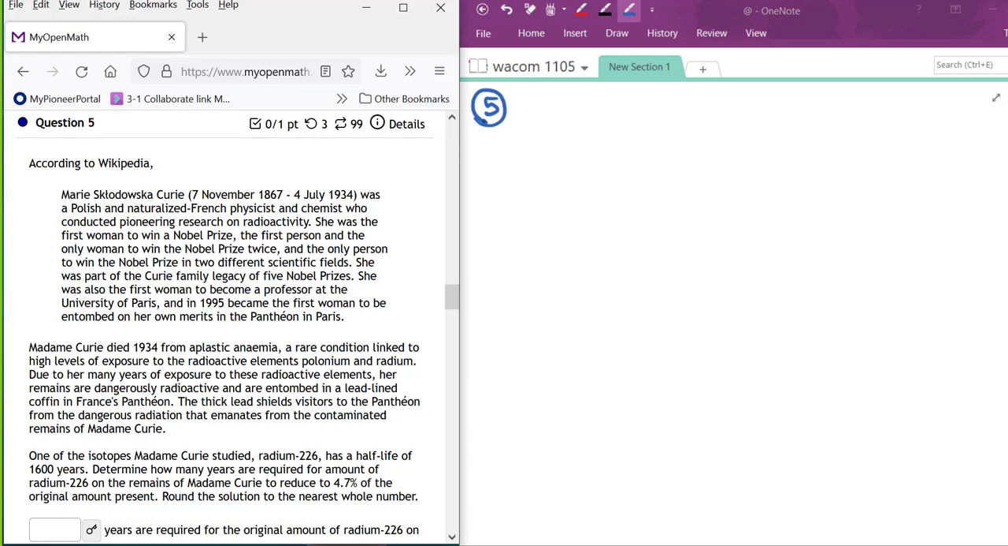All right, so we're working with Marie Curie. She was a Polish and naturalized French physicist and chemist who conducted pioneering research on radioactivity. She was the first woman to win a Nobel Prize, the first person and the only woman to win the Nobel Prize twice, and the only person to win the Nobel Prize in 2 different scientific fields. She was part of the Curie family, a legacy of 5 Nobel Prizes.